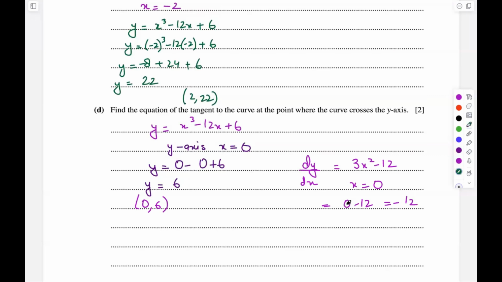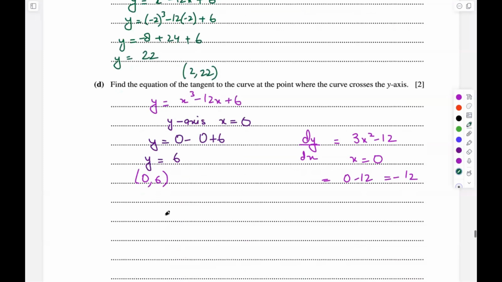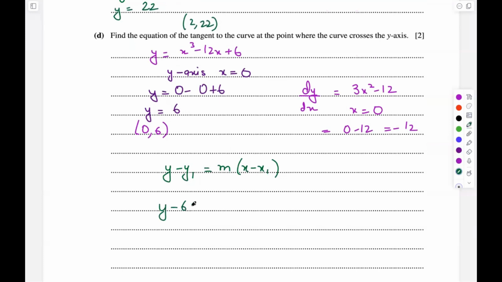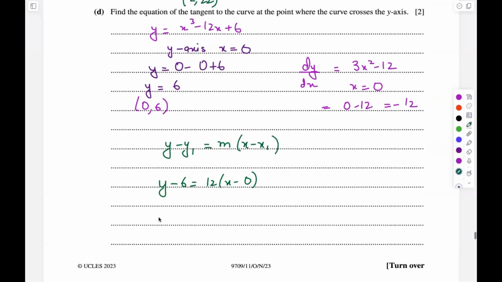Now, once we have the gradient of the tangent and we have a point, we can find the equation of the tangent by using the formula y minus y1 equals m into x minus x1. So the y coordinate is 6. This will become y minus 6 is equal to -12 into x minus 0. Simplifying this, we'll get y equals -12x plus 6 as the equation of the tangent to the curve where it crosses the y-axis.